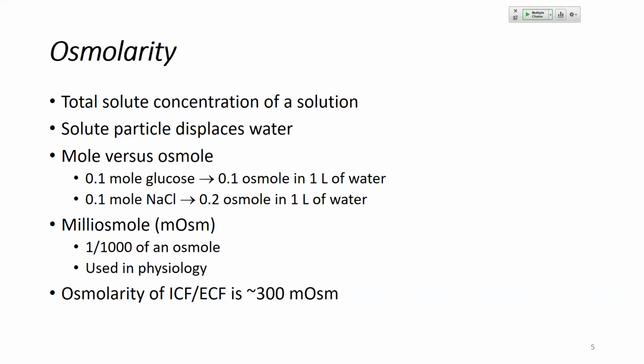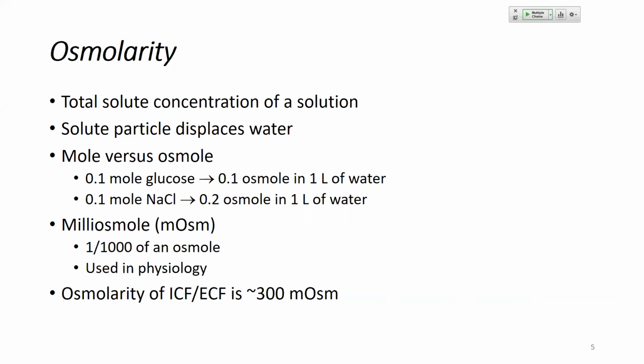Alternatively, if we have the same amount, 1 mole of sodium chloride, and we dissociate that into the same amount of water, 1 liter, the osmolarity of that solution will be different. It will be 0.2 osmoles, and that is because sodium and chloride will further dissociate into separate particles. So the osmolarity is really taking into consideration all of the individual particles in that solution. So because sodium will dissociate into 0.1 osmole of sodium and 0.1 osmole of chloride, the combined osmolarity will be 0.2 osmole. Okay, whereas glucose will remain 0.1 osmole.